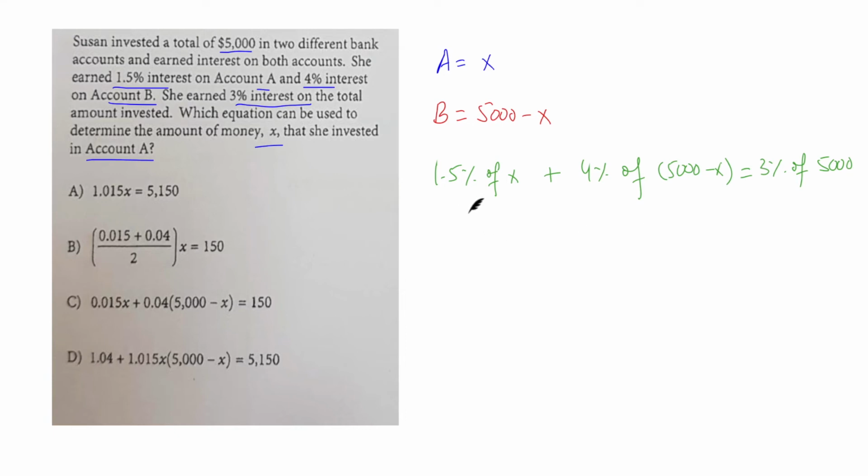So this will basically become 1.5% is 0.015x plus 4% is 0.04 into 5,000 minus x equals 3% of 5,000, which is basically 150. This is our equation, which is option choice, not A, not B, it's C. C is our answer.